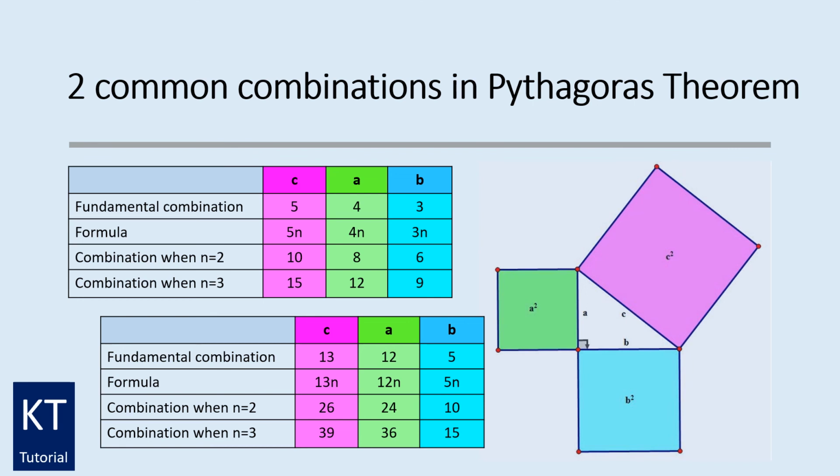The second fundamental combination for Pythagoras theorem is when C is 13 and A and B being 12 and 5 respectively. I'm likely saying what you already know, that the same sort of scaling can apply for the second fundamental combination.